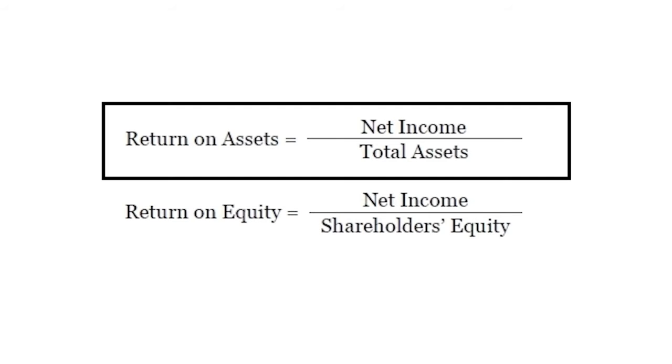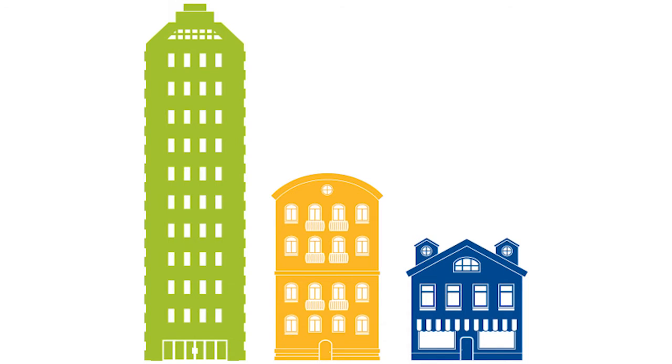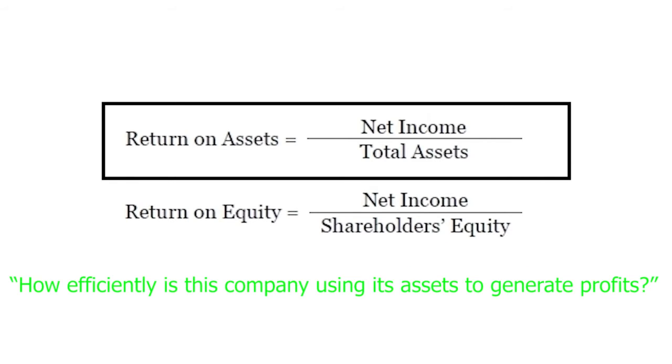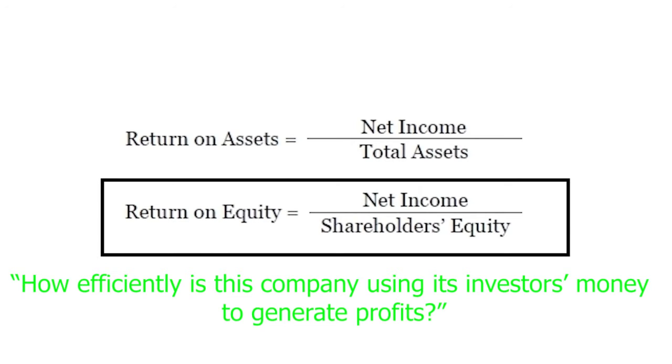The company's return on assets shows us the company's profitability in comparison to the company's size, as measured by total assets. In other words, return on assets seeks to answer the question: how efficiently is a company using its assets to generate profits? Return on equity is similar, except the shareholder equity is used in place of total assets. Return on equity asks how efficiently a company is using its investors' money to generate profit.